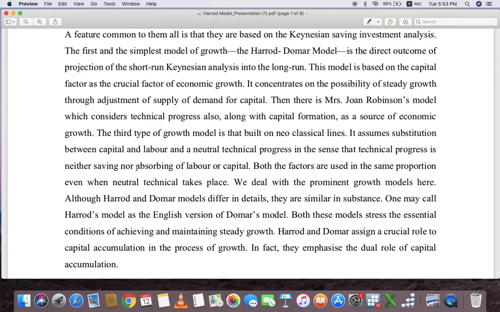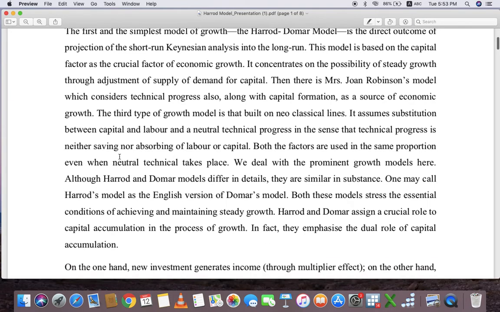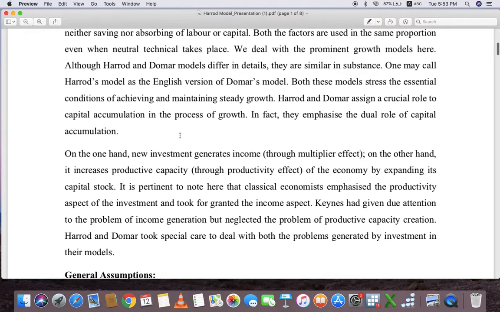And another one is technical progress, the concept of technical progress and increase in productivity, and as a result of that growth happens. This line of thinking was developed by Joan Robinson. This has also been followed in the Harrod and Domar model. So both these theories have been taken into consideration.